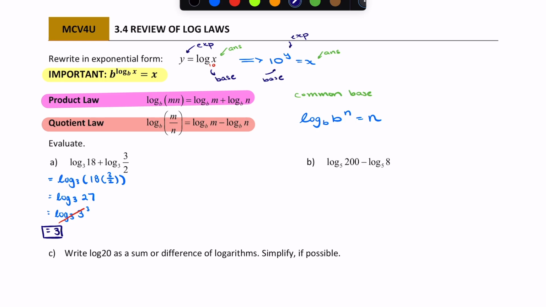Okay, let's look at this next one. Here we have log base 5 of 200 minus log base 5 of 8. Again, we can rewrite it as log base 5 of 200 divided by 8. That'll give us log base 5 of 25. We can rewrite the 25 as log base 5 of 5 squared, which will simply give us 2.